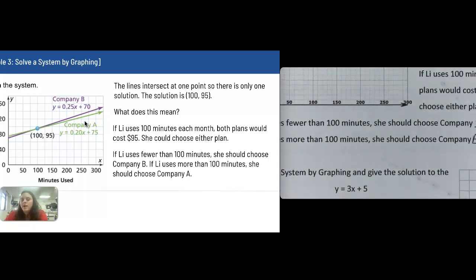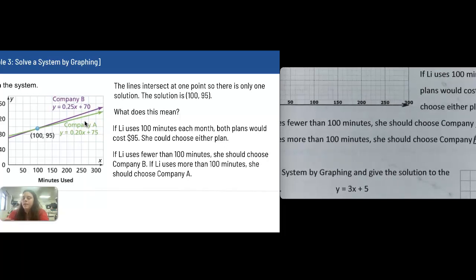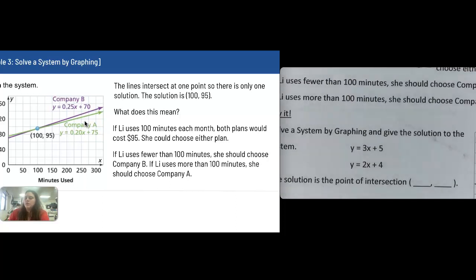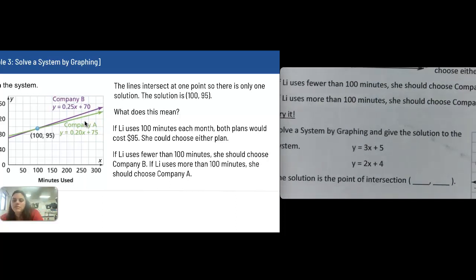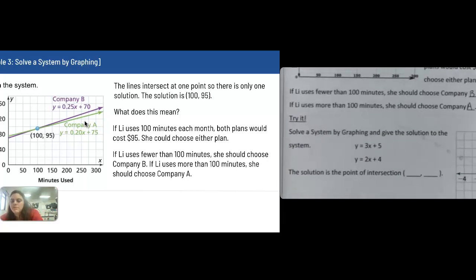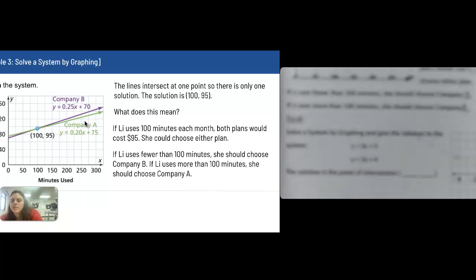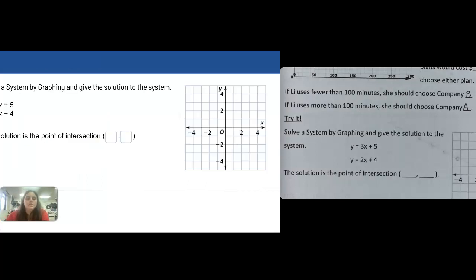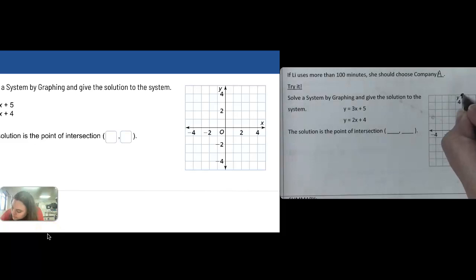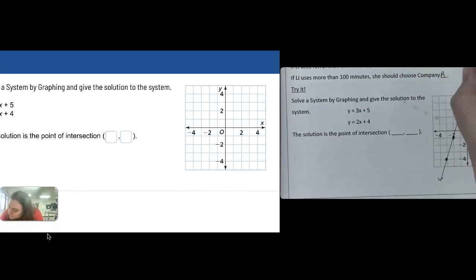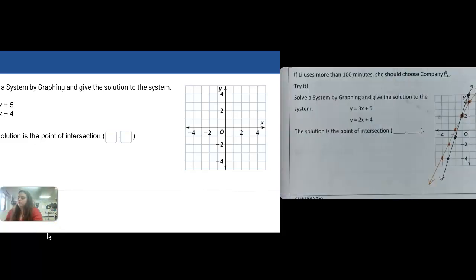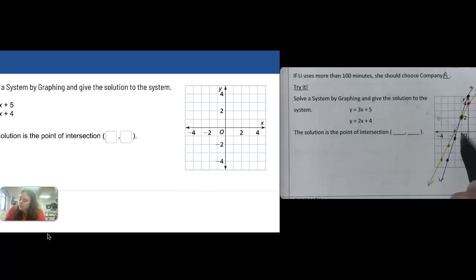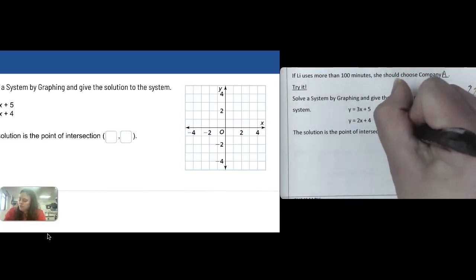This is how we can use graphing and solving equations in a real-world situation. There's one last problem for you to try. You have two equations in slope-intercept form for you to graph and determine what is the solution to that system. Looks like our solution is at (-1, 2).